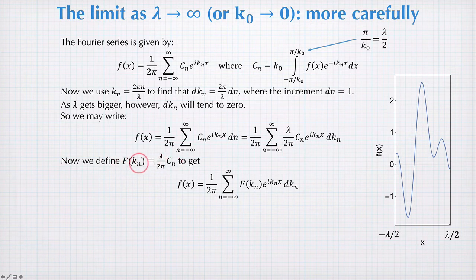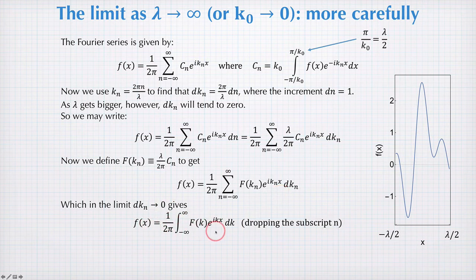Now we can define this function. We can define a function f of kn equal to lambda on 2 pi Cn. Okay, so we take all of this thing here and roll it up into a function. So lambda on 2 pi Cn is equal to f of kn. And now we have a sum that looks like this. And if we take the limit as dkn goes towards 0, which is the equivalent of taking the limit as lambda goes towards infinity, then we get this integral here. And we're dropping the subscript n for convenience. And so the function f of x can be written as an integral from negative infinity to plus infinity of f of k e to the ikx dk. And this is the integral that we anticipated previously.